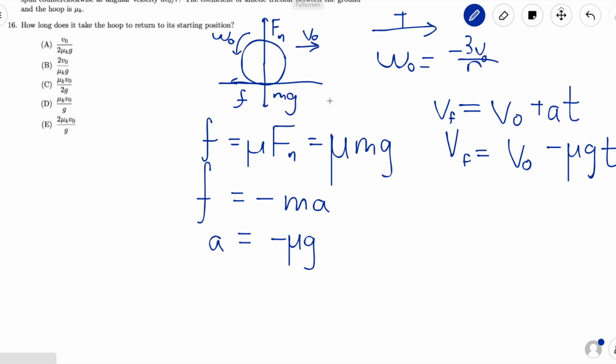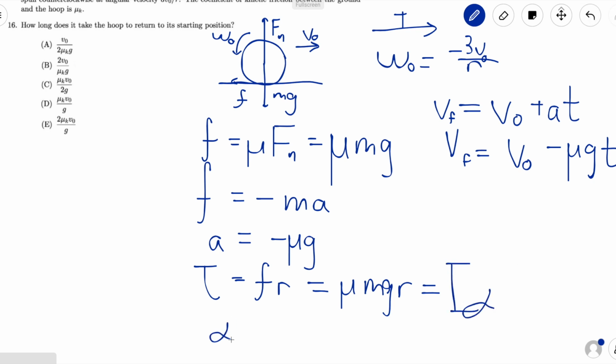Now we can use torques to figure out the angular acceleration of the hoop, which we can use to make an angular velocity equation. The torque is simply the frictional force times the lever arm, which is r. And since the frictional force is equal to mu mg, this is equal to mu mgr. And since the torque is acting in the clockwise direction, the torque must be positive. So this is equal to I alpha. And we can solve for the angular acceleration to get alpha is equal to mu mgr over I.